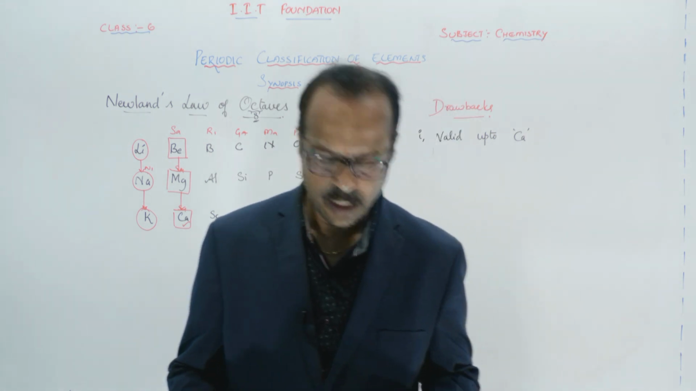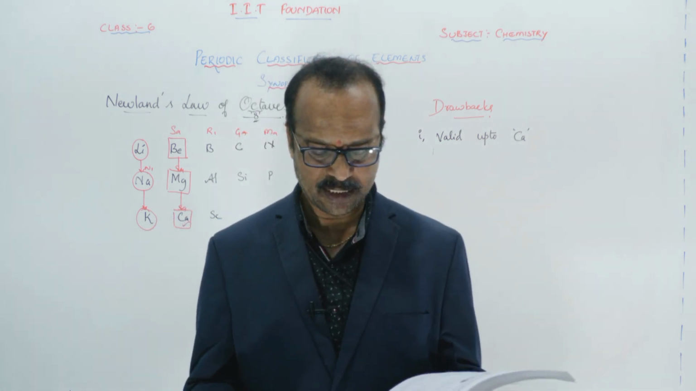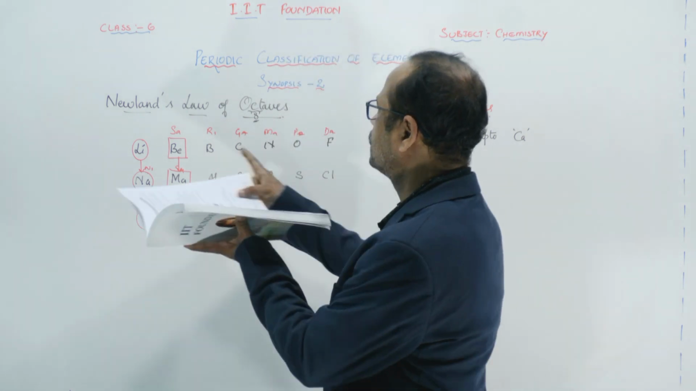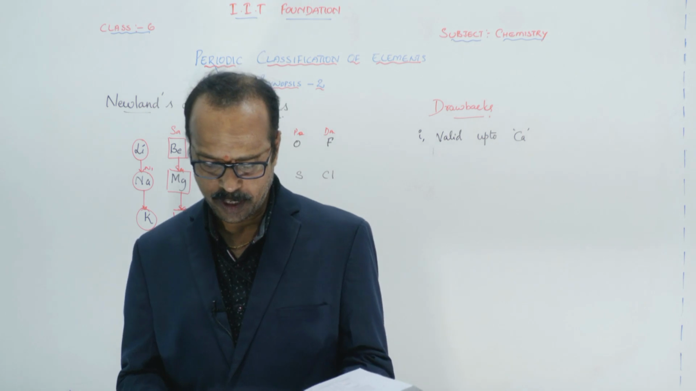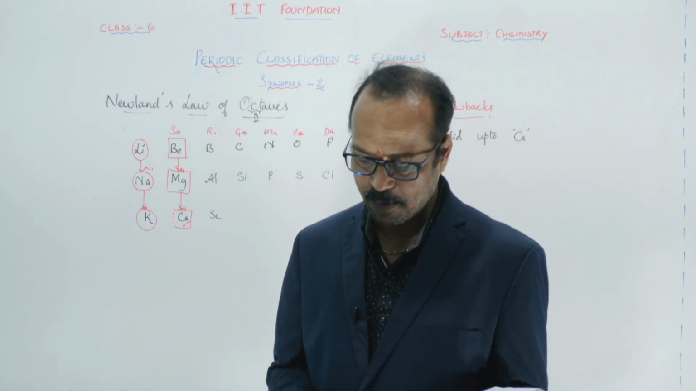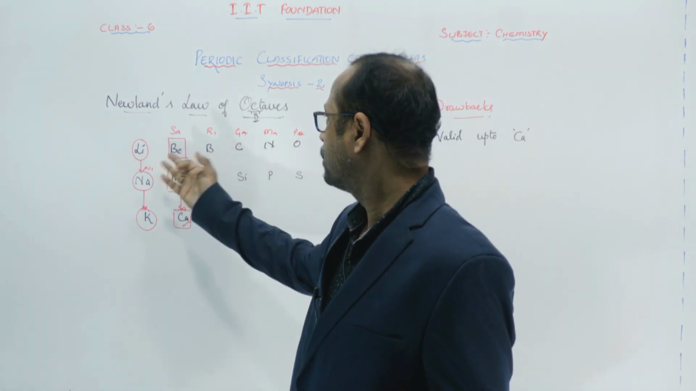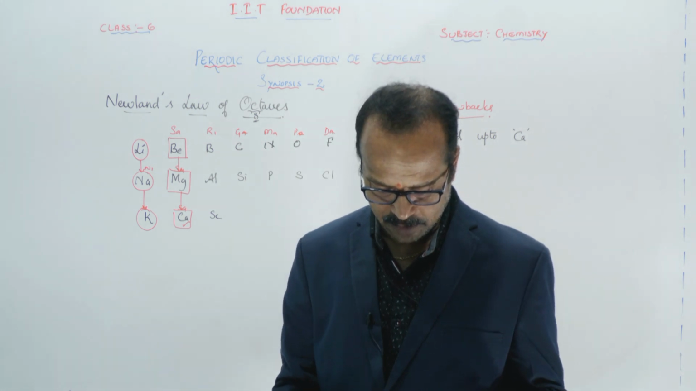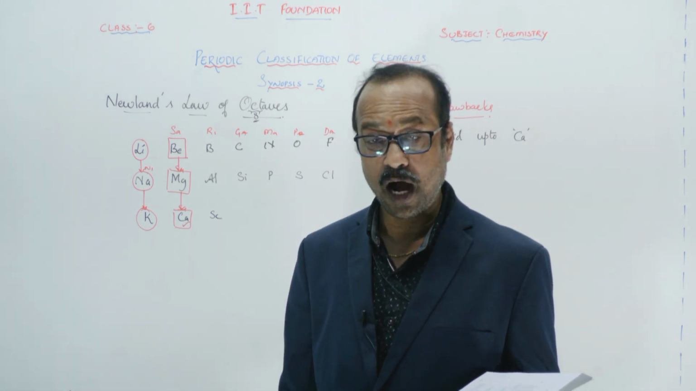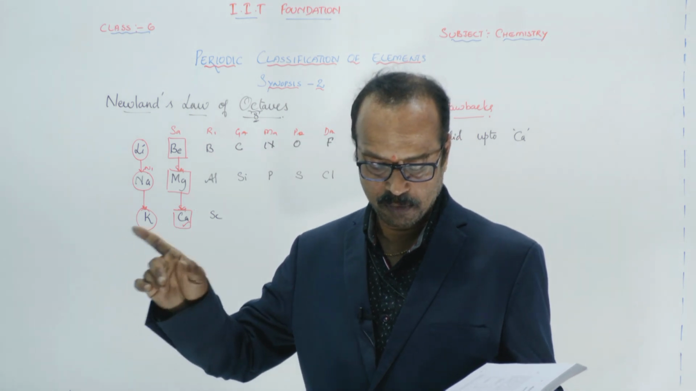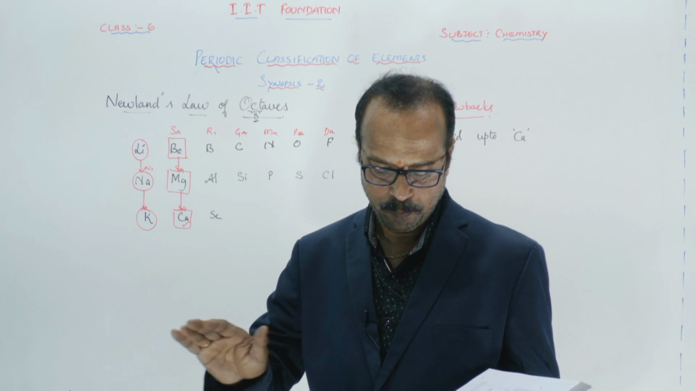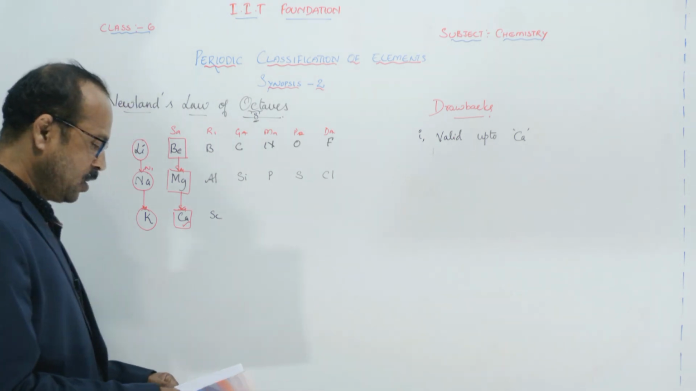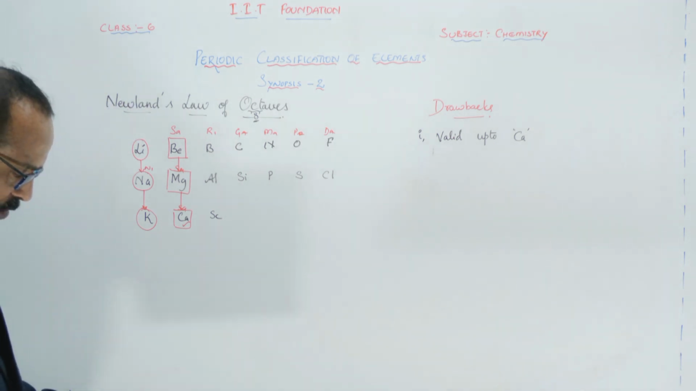Now, the questions on page number 177. The law of octaves was given by Newland, so the option is 1. Name the scientist who noticed that the 8th element had similar properties to the first element. 1, 2, 3, 4, 5, 6, 7, 8. Who noticed that? Again Newland. Newland arranged the elements in what order? Increasing order of atomic number? No. Decreasing order of atomic number? No. Increasing order of atomic masses? Yes. So he arranged the elements in the increasing order of their atomic masses.